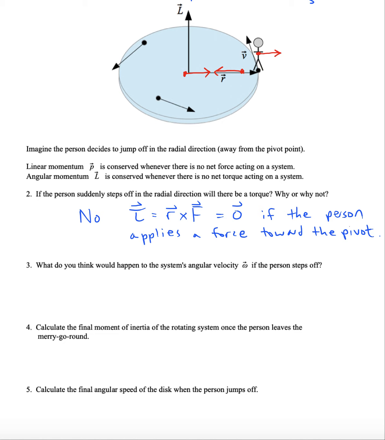Let's calculate the final moment of inertia of the rotating system once the person leaves the merry-go-round. The initial moment of inertia was based on the disk and the person. But if the person leaves the rotation, then the final moment of inertia will just be based on the disk alone. We said earlier that that was 200 kilogram meters squared, whereas earlier, when we had both the entities involved, it was 400.